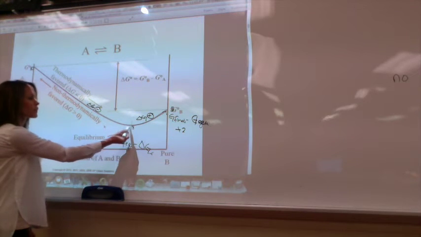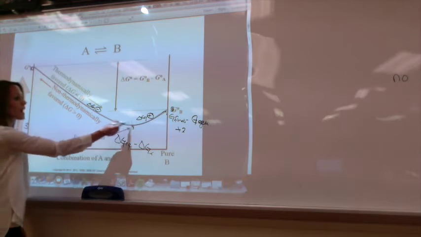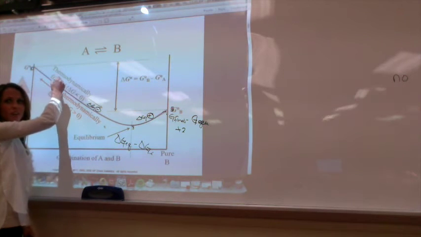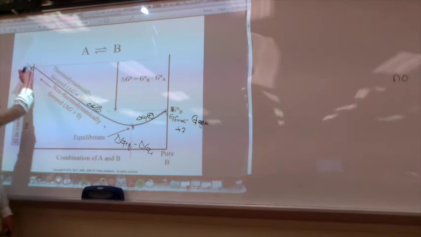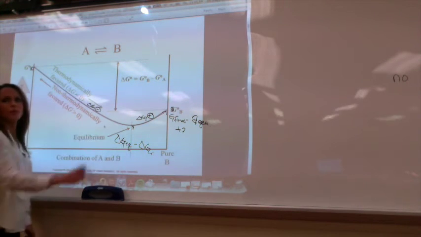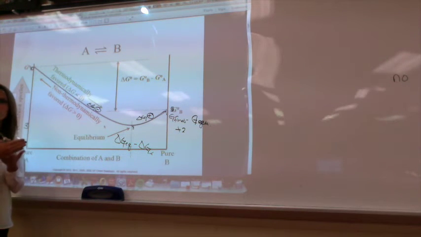If I try to go in the reverse direction of this reaction, is that possible? No, because to go backwards now would require a lot more energy, and you don't have it because that's an upward slope, because your final would be here and your initial would be here. So delta G is negative up until you reach equilibrium. Once you reach equilibrium, delta G is 0.